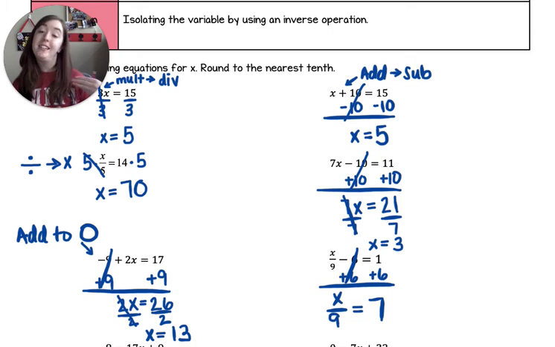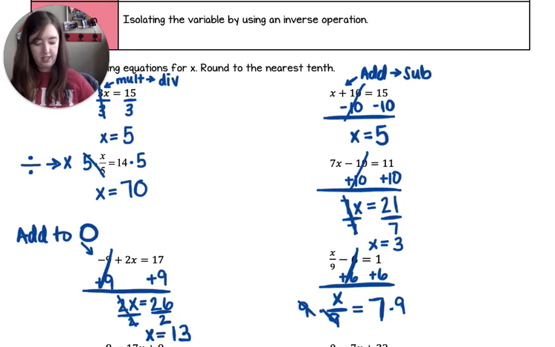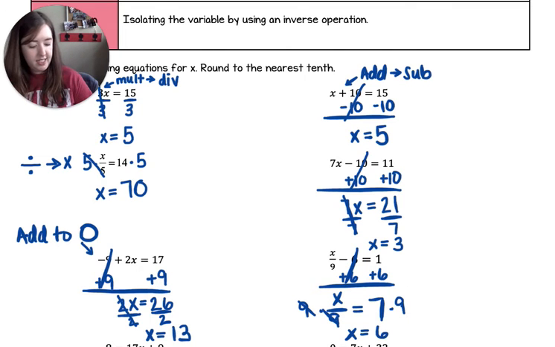Now x is being divided by 9. So to undo that division, we're going to multiply by 9 on both sides. These 9's divide away to 1. 9x divided by 9 is just x. And then 7 times 9 is 63.